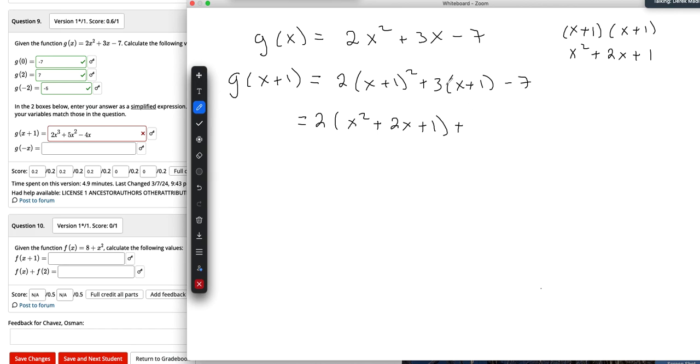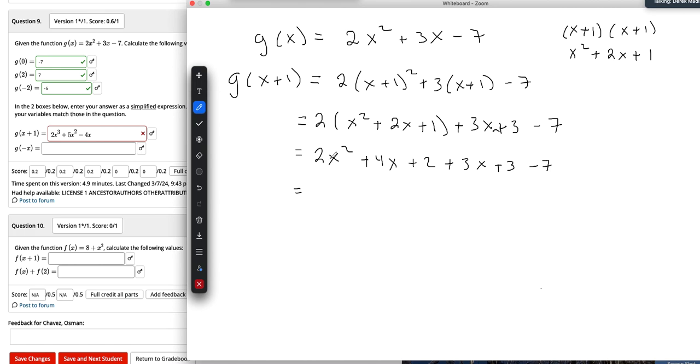And then plus, I'll go ahead and distribute here, 3 times x and 3 times 1, so plus 3. And then minus 7 there on the end. And then let's distribute that 2 through there. So we got a 2x squared. 2 times 2 gives us a 4x. And 2 times 1 will give us a 2, plus 3x plus 3 and minus 7. Like terms, and then we're pretty much there.